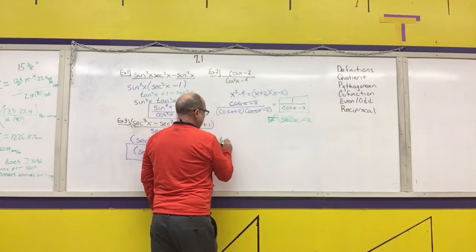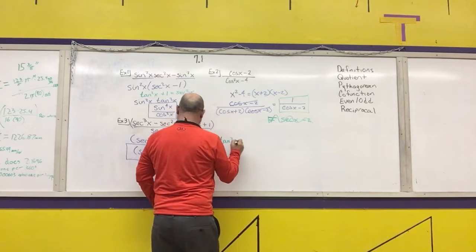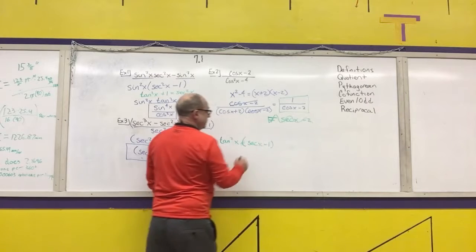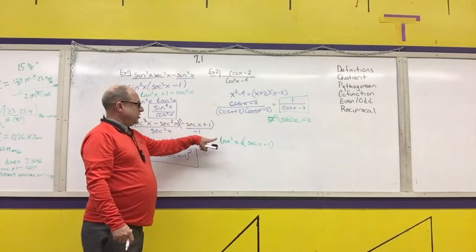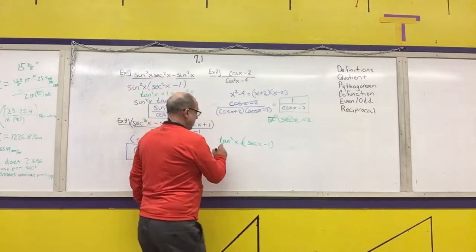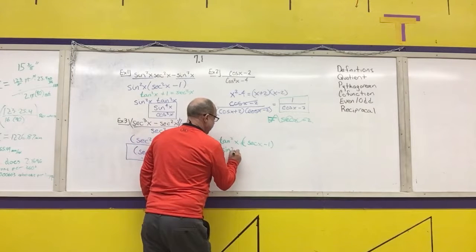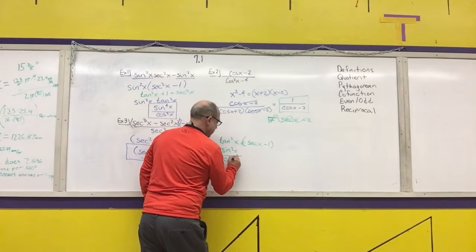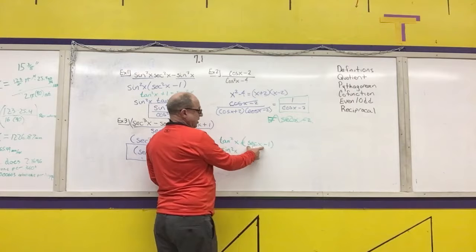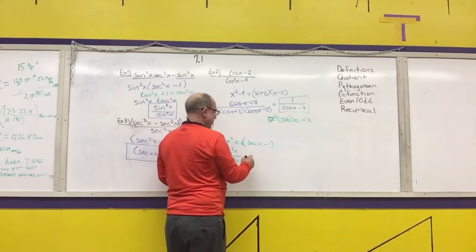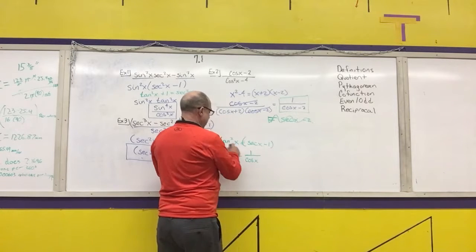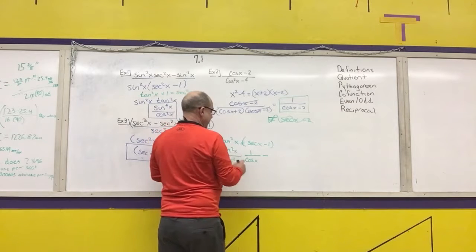So that gives me tangent squared x times secant x minus 1. Well, what I'm going to do now is turn this into sines and cosines, and let's see what we get for a final answer. So I have sine squared x over cosine squared x. That's going to be multiplied times both of these. Well, secant is 1 over cosine. Okay, and again, I get the tangent squared x.